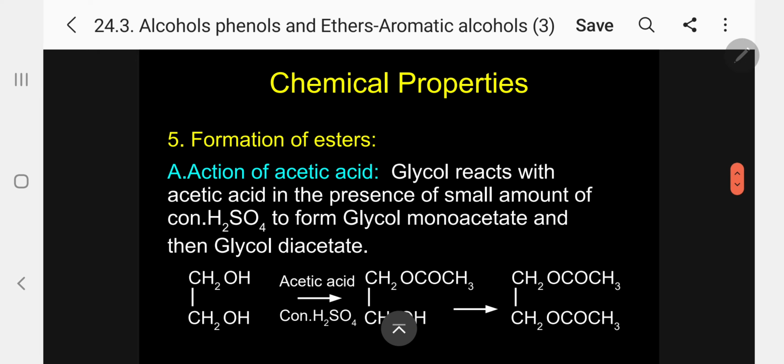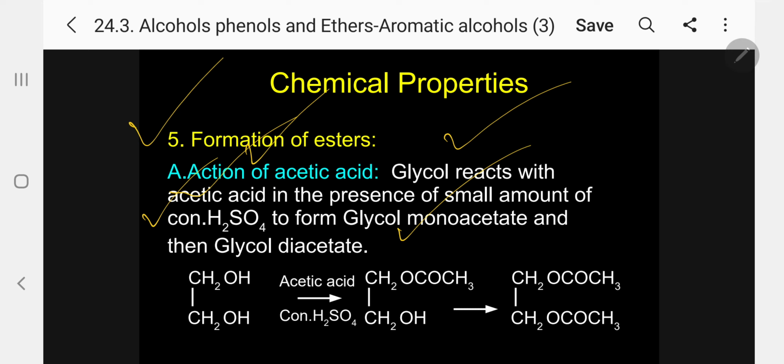Next one. This is an alcohol, so formation of ester is another important chemical property. So, action of acetic acid. Since there are two alcohol groups, we actually need two acetic acid molecules. So glycol reacts with acetic acid in the presence of a small amount of concentrated sulfuric acid to form first glycol monoacetate and then glycol diacetate. Kindly follow.